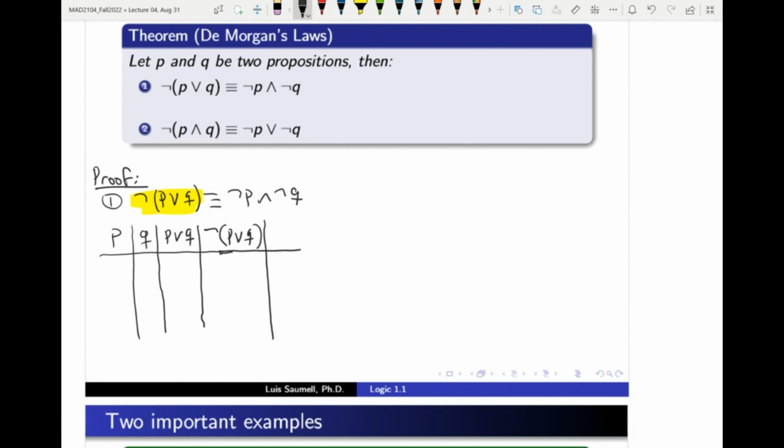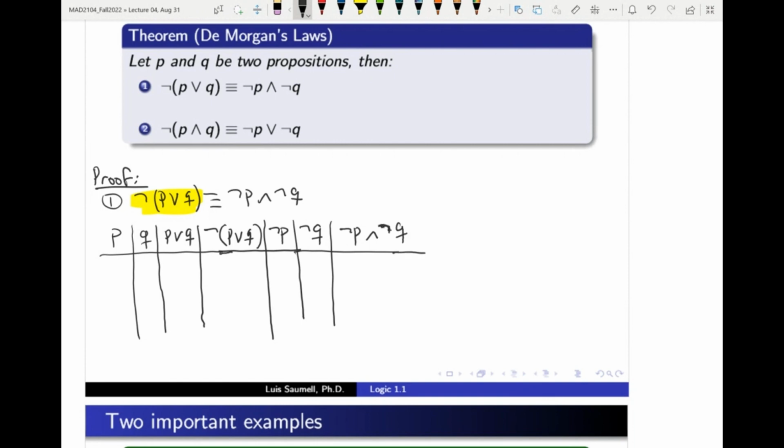All right, so this column will carry the value of this part. Now we need to have this part. What do I need for this part? I need not P, I need not Q. Do we have that in the table? No, so we need to put it. So I need a not P, I need a not Q. Are we ready then to have the right side? Yes, we just do the AND of those two columns. Now I have not P and not Q.